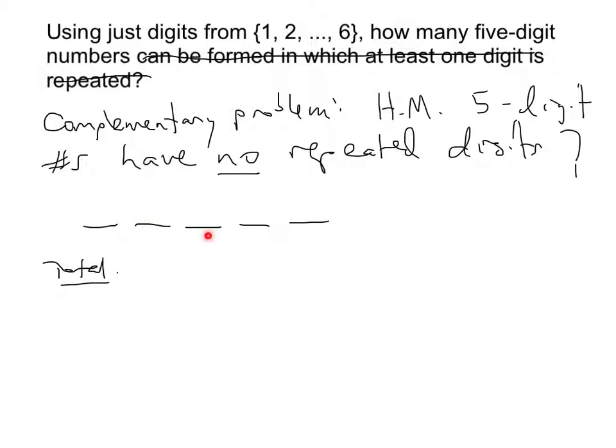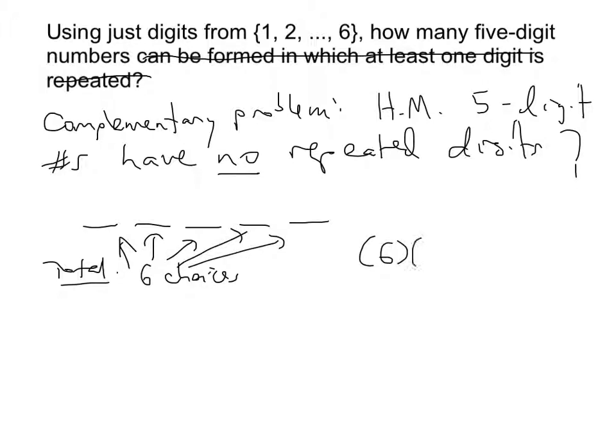And my choices in each of the 5 blanks can be any one of these 6 numbers. So I have 6 choices for each of the 5 blanks. And so the total is 6 times 6 times 6, 5 times, which is 6 to the 5th power. So that's how many numbers I can form using 5 digits, and the digits having to come from these 6 numbers.